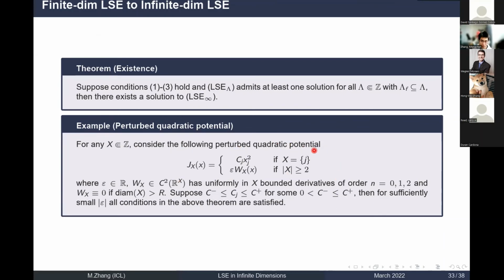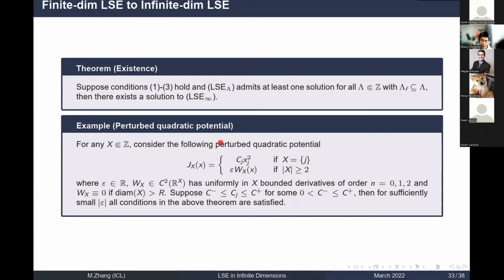perturbed quadratic potential. This means if you have a single site, you consider quadratic potential. If you have multi-particle interaction, you consider Gx modeled by a bounded function Wx with bounded derivatives. Again, we need finite range interaction, so Wx has to be 0 if diameter x is greater than r. And suppose this Cj is bounded above and below, then for sufficiently small strengths epsilon, the conditions in the above theorem are satisfied.